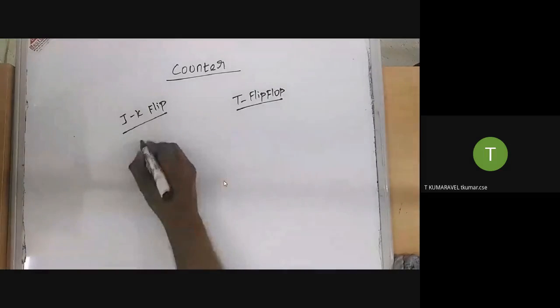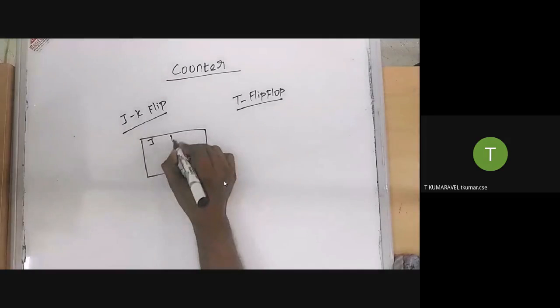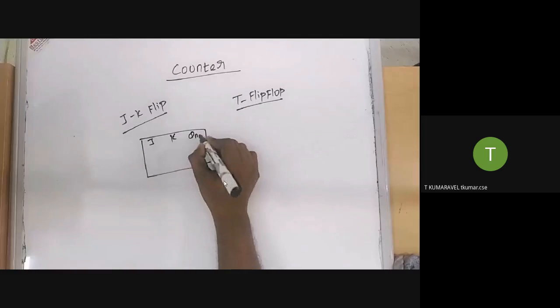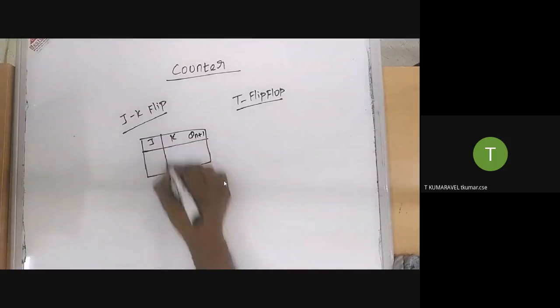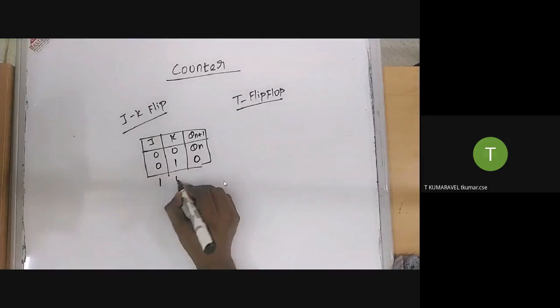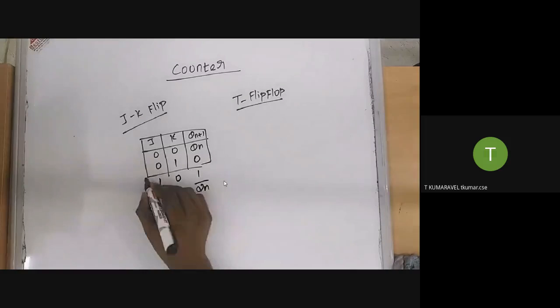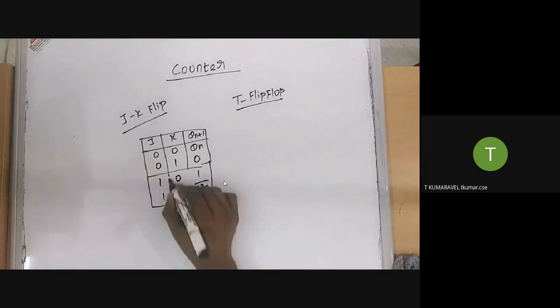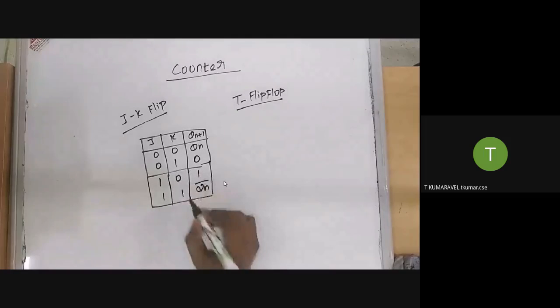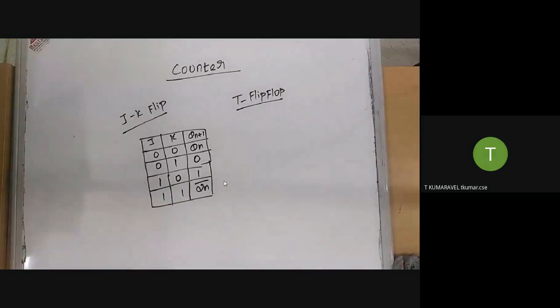So what is the truth table of JK? J and K, and then the next state. For 0 0, it will retain the previous state. For 0 1, the output is 0. For 1 0, the output is 1. For 1 1, it is the complement of the previous state output. This is the truth table for the JK flip-flop.